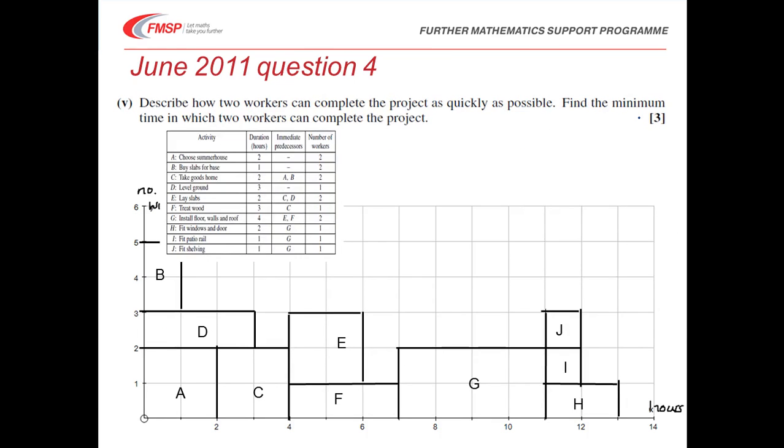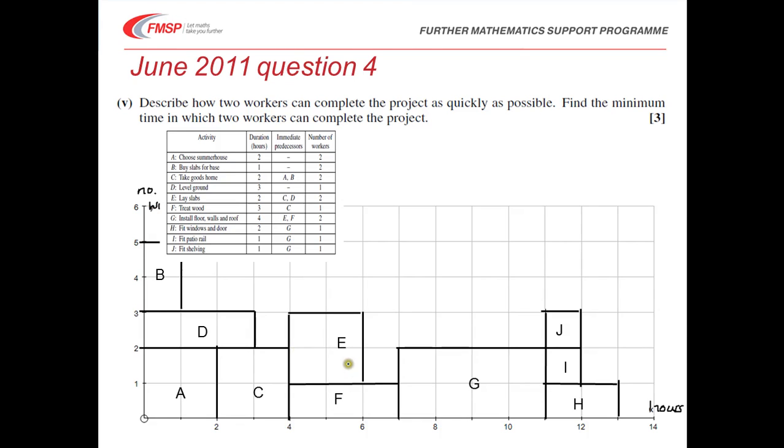And then part 5, it says describe how 2 workers can complete the project as quickly as possible, and we've got to write down that time. So there's a little bit more work to do here, but bear in mind that we've got 2 workers for A, and that starts at the beginning, and 2 workers for B. Now those could do, 1 worker could do A, and then the other worker could do B. So that would be sort of like 3 hours. So we've added an extra hour there. They then could both do C. Yep. Then 1 could do F, and then we could bring D down here, and 1 could do D.